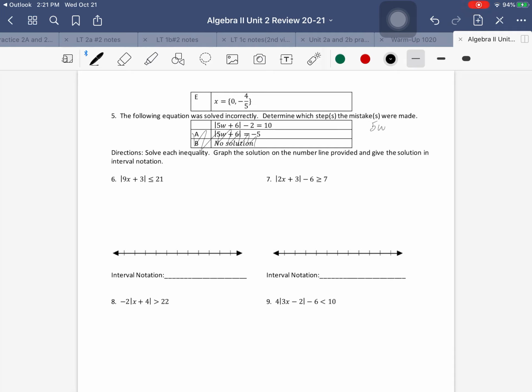So we have 5w plus 6 minus 2 equals 10. Well, that's minus 2, so you should add 2. 12 equals a positive number. 5w plus 6 equals 12. And you should also have 5w plus 6 equals -12. Sorry, I just don't have a lot of room here.